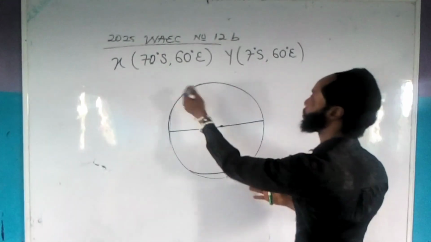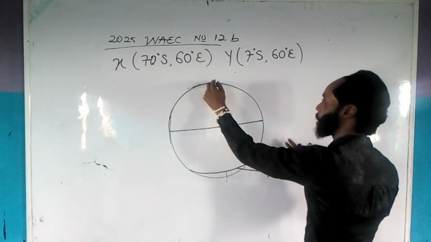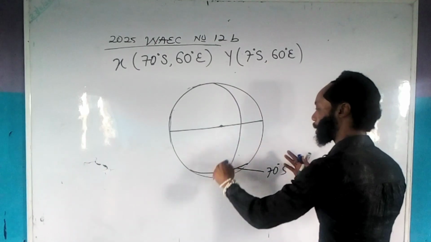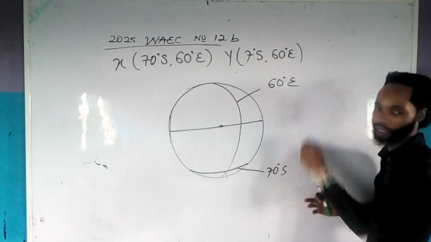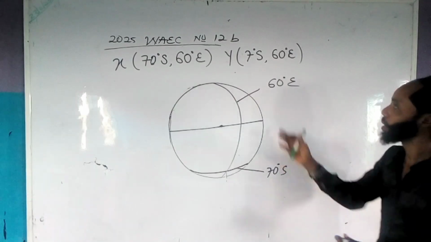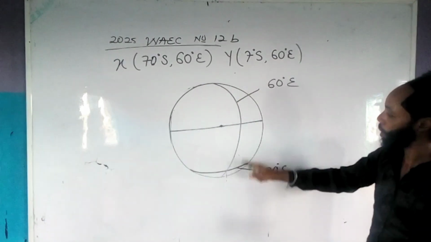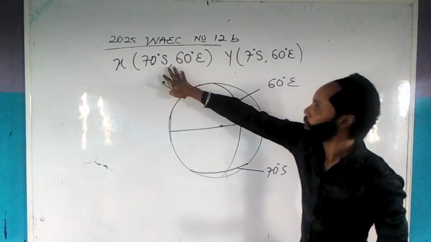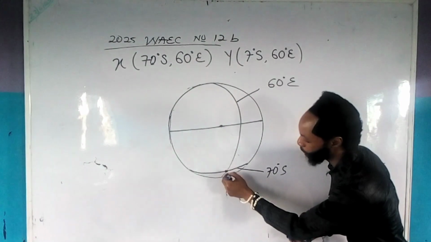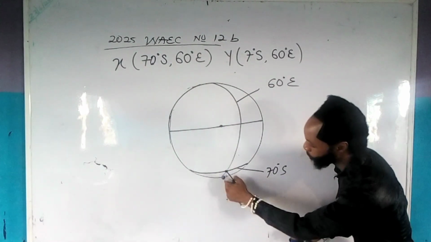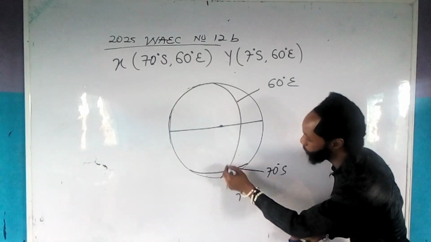So we're going 60 degrees east. This is our east, so I just take any line like that. This becomes our 60 degrees east. Now the next point, we have our point X. We draw our point X here, where they both intersect.